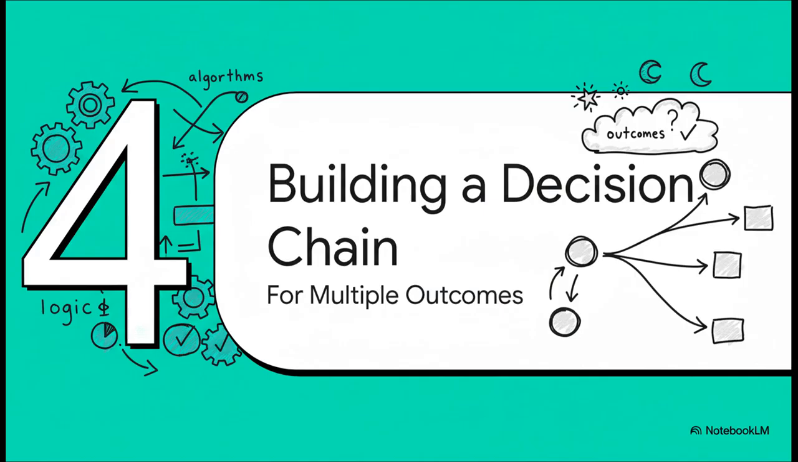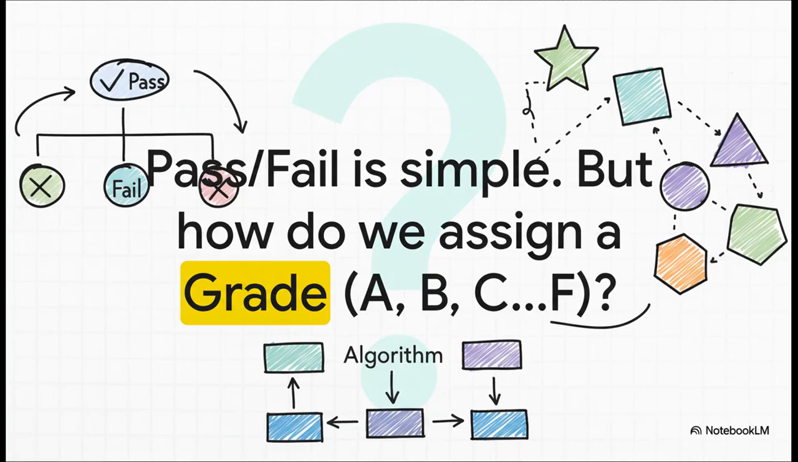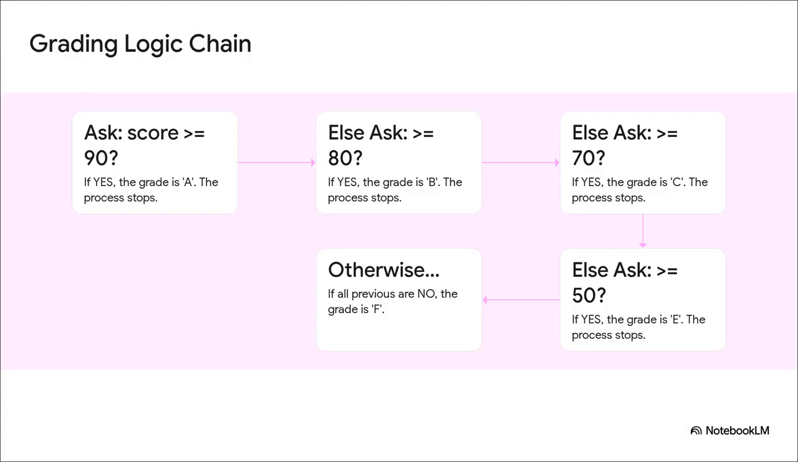Okay. So what happens when there are more than just two possible outcomes? When it's not just pass-fail or yes-no. Well, this is where we have to build something called a decision chain. Right, so we've totally figured out pass or fail. That was easy, just one question. But how does an algorithm assign a specific letter grade, an A, B, C, D, E, or F? Now we have a whole bunch of possible outcomes, so one little true-false test just isn't going to cut it. The solution is basically a chain of questions, like a waterfall. The algorithm asks them one by one in order, and it stops as soon as it gets a yes.